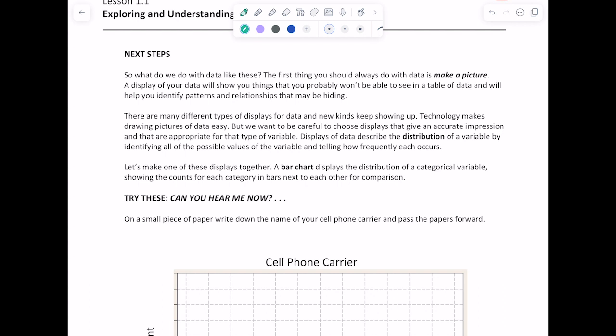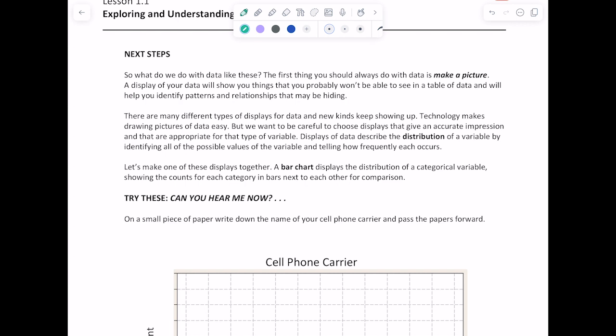And there are lots of pictures we can create, lots of graphs we can create. However, there are certain graphs that are not appropriate for categorical variables, just like there are certain graphs that are not appropriate for quantitative variables. So, for instance, bar graphs, also known as bar charts, would be used for categorical variables. I would never make a bar chart for quantitative, okay? Just like I would never make a box plot for categorical variables.